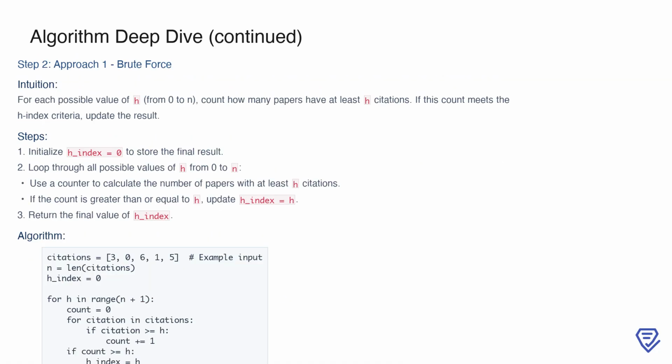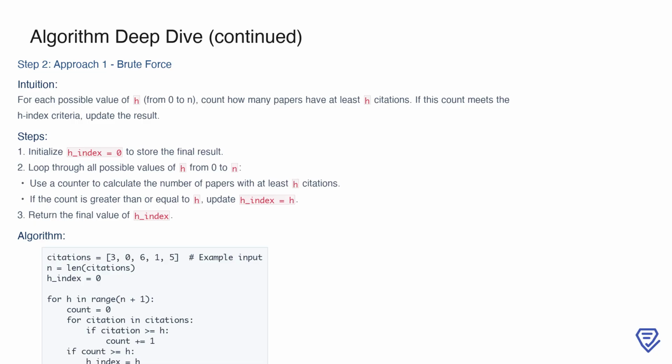One way to solve this problem is through a brute force approach. The idea here is to iterate over all possible values of h, from 0 to n, where n is the number of papers. For each h, we count how many papers have citations greater than or equal to h. If this count satisfies the h-index condition, we update the result. To implement this, we initialize h_index to 0 and use nested loops. The outer loop iterates over potential h values, and the inner loop counts the number of papers with sufficient citations. If the count meets or exceeds h, we update the h-index.